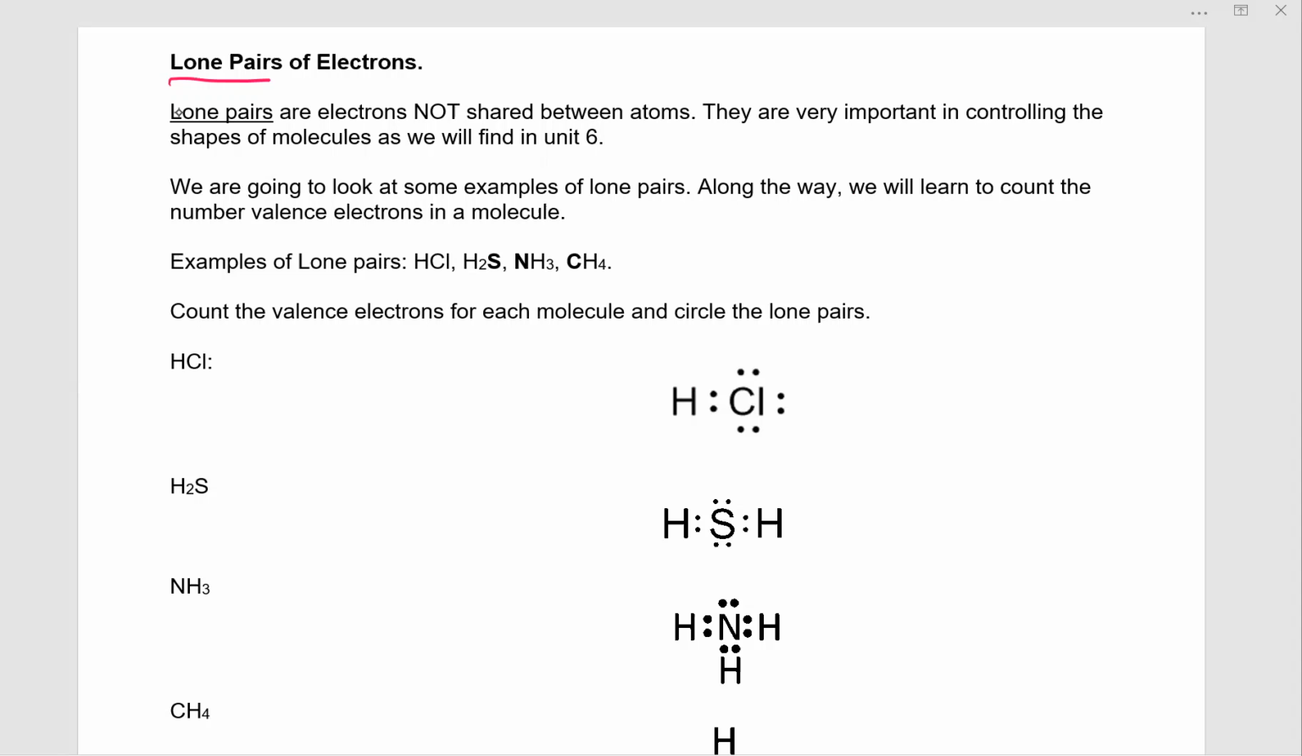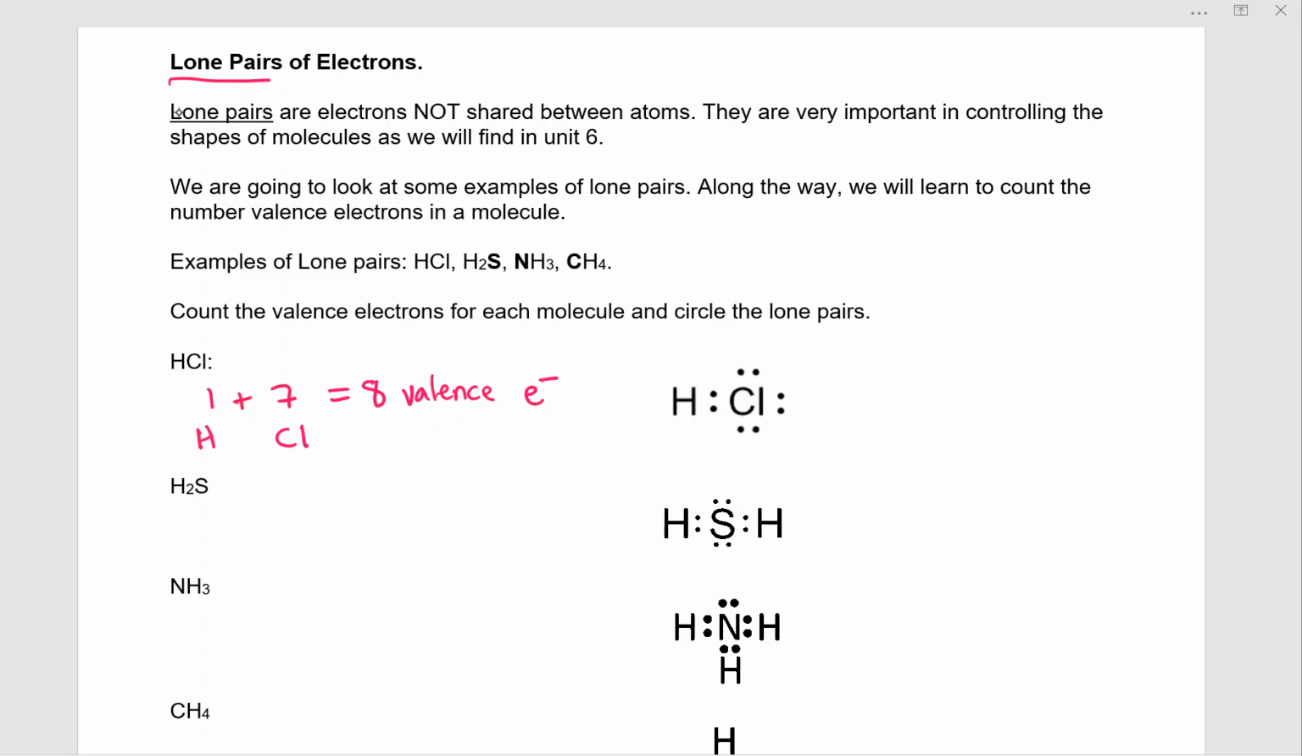So let's first count the number of valence electrons. Hydrogen has 1 plus 7. So let me write this, hydrogen and chlorine, for a total of 8 valence electrons. This is not the total electrons. It is just the valence electrons.